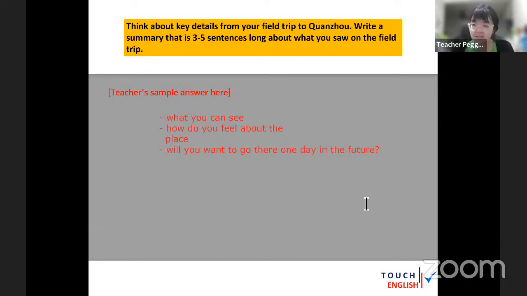Okay. With this guideline, you can think of the ideas to make the sentences in 3 to 5 sentences. Okay, tell me about what you can see about the pictures of Quanzhou. Okay, all right. So your 5 minutes will start now.